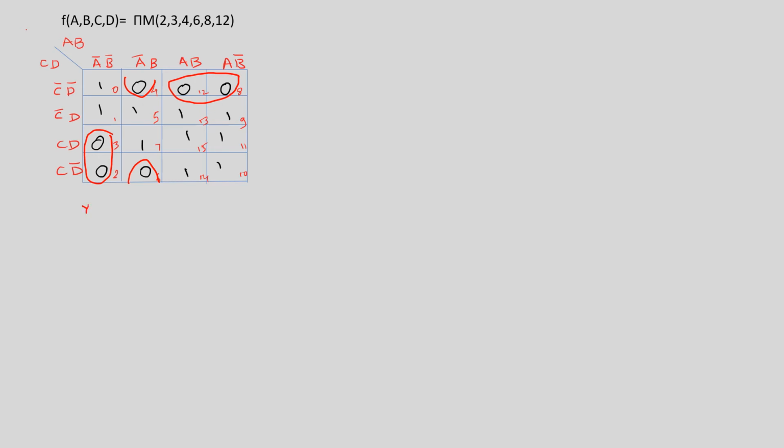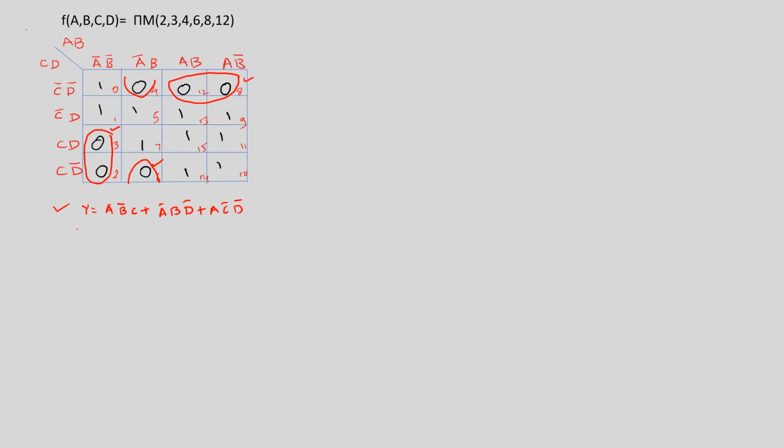So y is equal to: answer for this pair is a bar, b bar, c, plus answer for this pair is a bar, b, d bar, and answer for this pair is a, c bar, d bar. But this is the answer in SOP. We have to make it POS. For making it POS, we have to complement this answer.